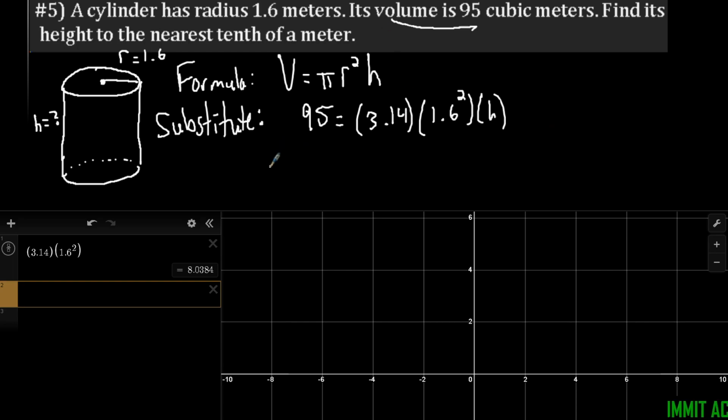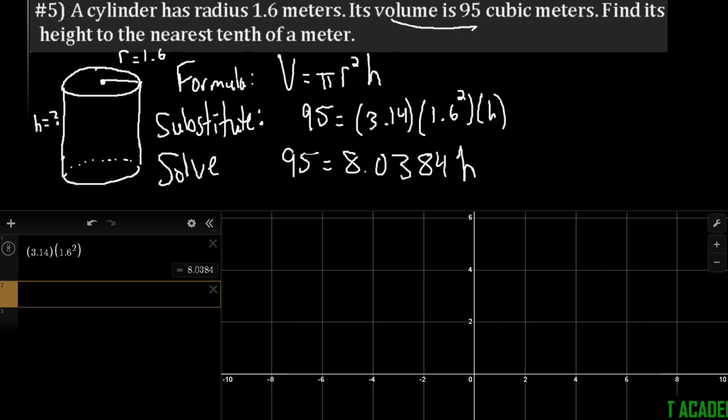So we have 95 is equal to 8.0384. And again, even though it says to round to the nearest tenth, we make sure we round at the very end because that will change our answer. So this is going to be times h. And so now we have our solve step.